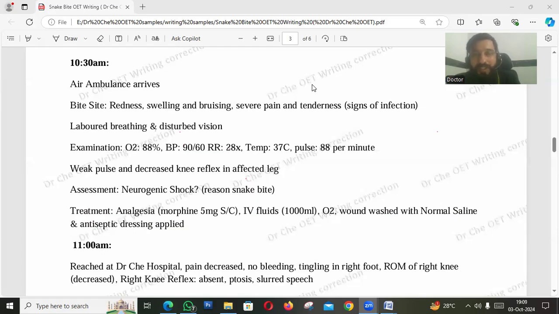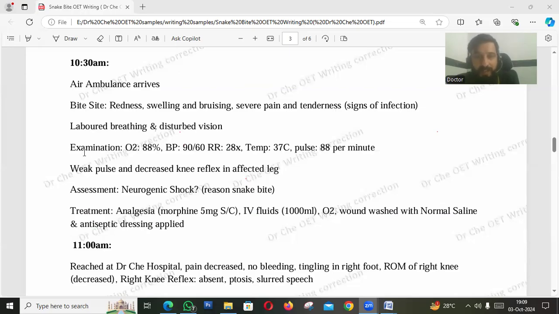If you don't know this signal of the bracket, you will write each and every thing: redness, swelling, bruising, severe pain, and tenderness. Mostly nurses will write all of these things, and then your letter will be long and you will not get your required score, okay? So this was a hint to make it concise. Just write, she had signs of infection, labored breathing, and disturbed vision, or her vision was disturbed, okay?